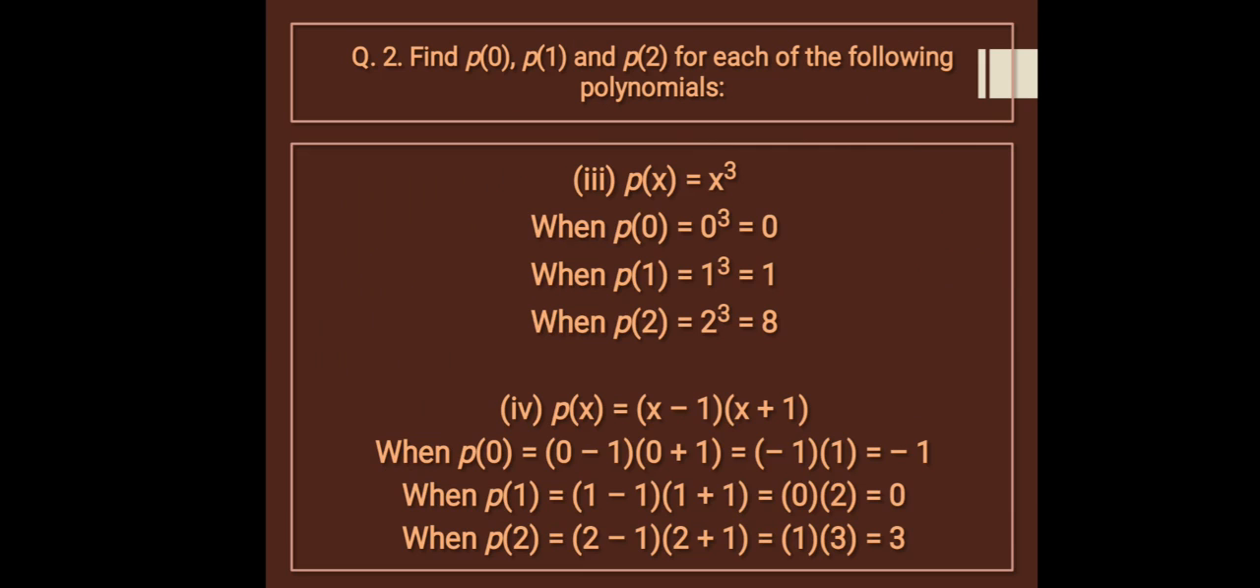Now in the fourth, the polynomial is x minus 1 into x plus 1. So in one case, when the x value equal to 0, it means 0 minus 1 and 0 plus 1: minus 1 into 1. When x equal to 1, you need to find out the value of this polynomial. 1 minus 1 is 0. So the product would be 0. 0 into 2 is 0. Then the value of x equal to 2: 2 minus 1 and 2 plus 1, 1 into 3 equals 3.